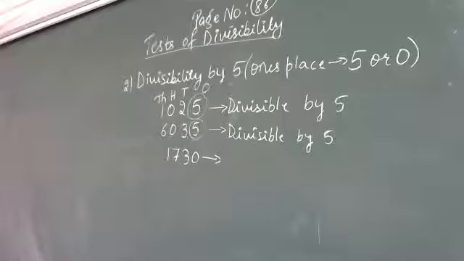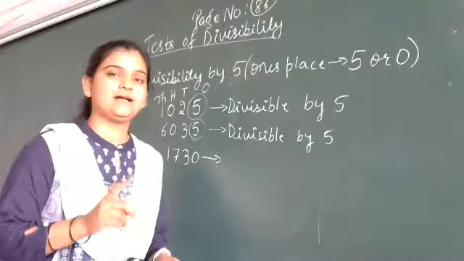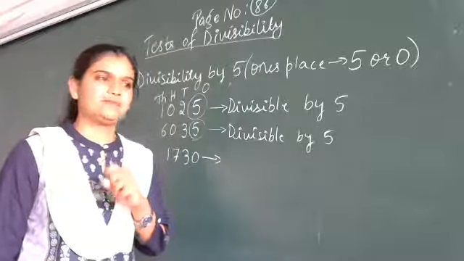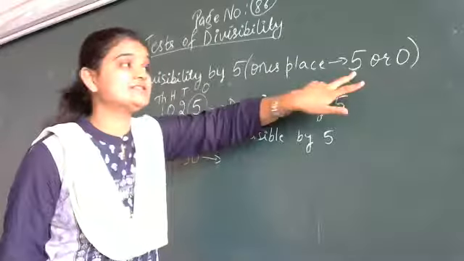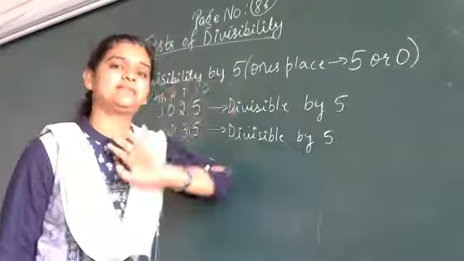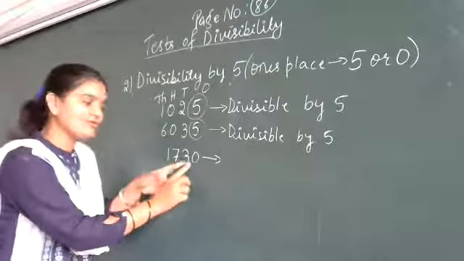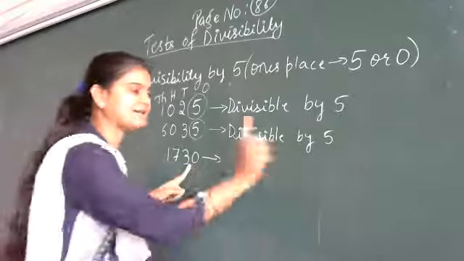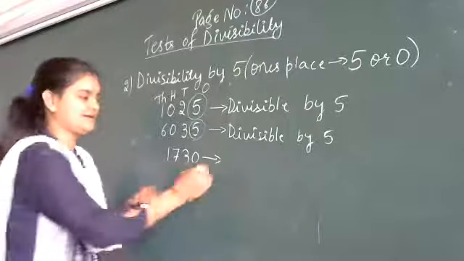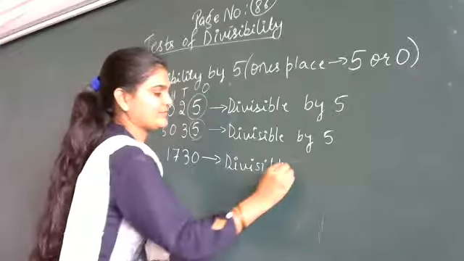Dhanush, see here. It is not only 5, it should be either 5 or it should be 0. See here, in the ones place we have 0. Yes or no? When we have 0, it is directly divisible by 5. Clear? Yes, it is divisible by 5.